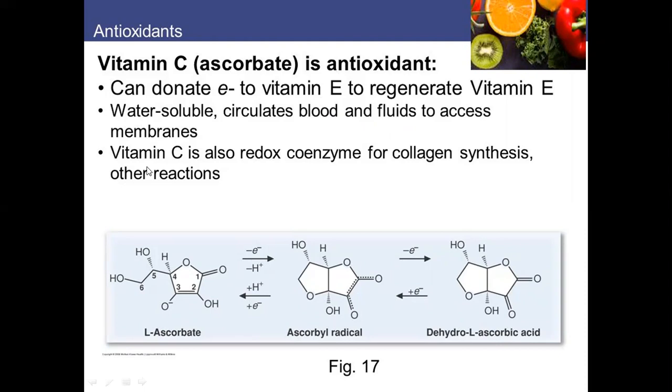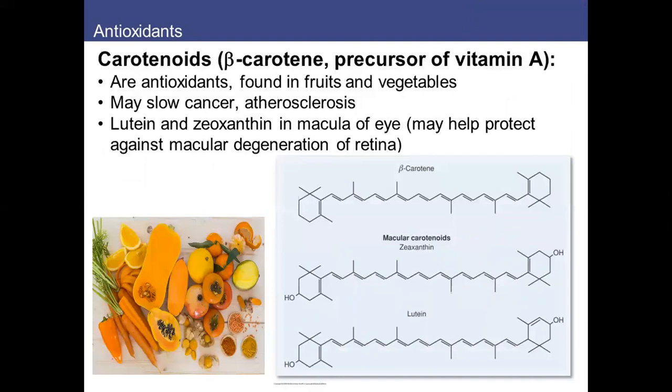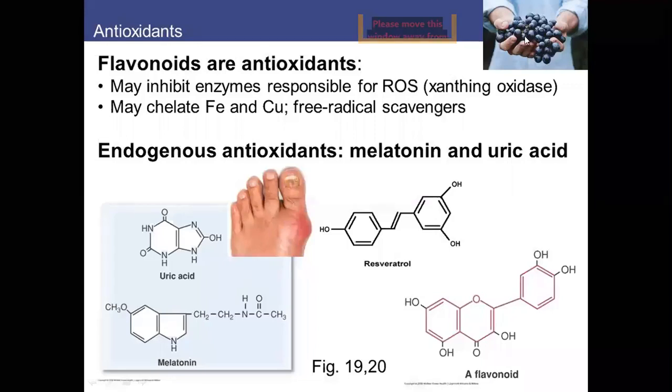It's also a redox coenzyme for collagen synthesis. Now, the carotenoids or the beta-carotene, which is a precursor of vitamin A, is also an antioxidant found in fruits and vegetables. It may slow down cancer and arteriosclerosis. Lutein and zeaxanthin that exist in the macula of the eye may help protect against macular degeneration of the retina. Another exogenous antioxidant are the flavonoids.